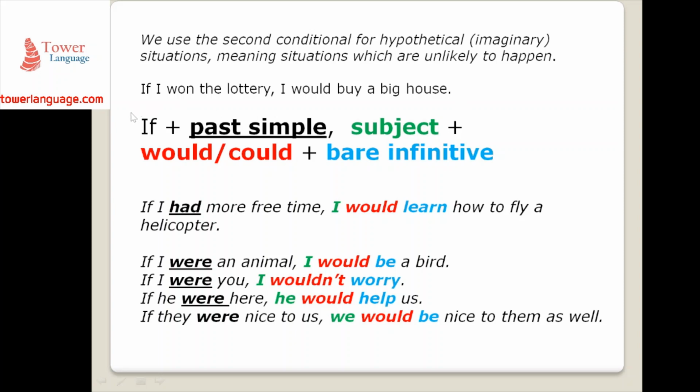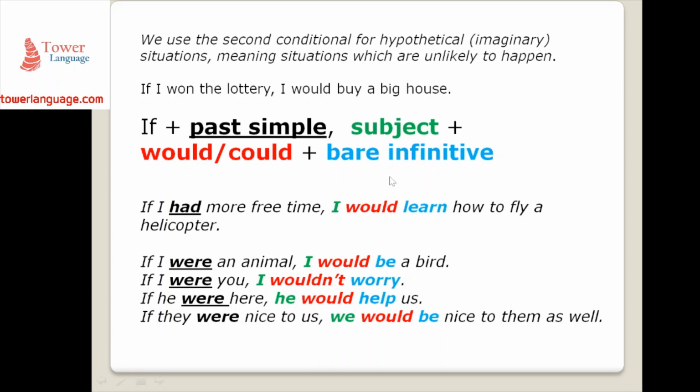Let me talk to you a little bit about the grammar structure. In this if part of the sentence, we use past simple, in this case, won. And in the second part of the sentence, we use a subject, in this case I. It can also be he, she, it, we, Susan, Mark. We also use would, or could, and bare infinitive. In this case, this is buy. Bare infinitive means that it's just a verb but without the preposition to.